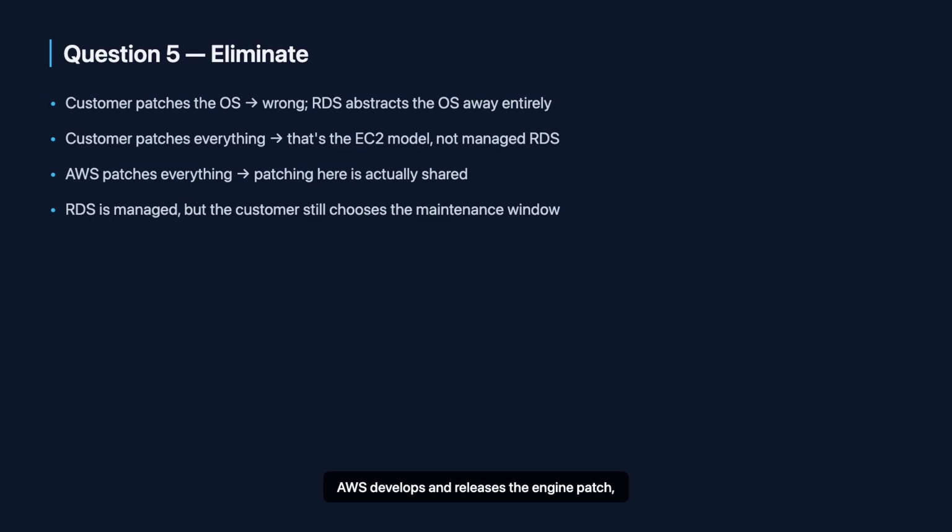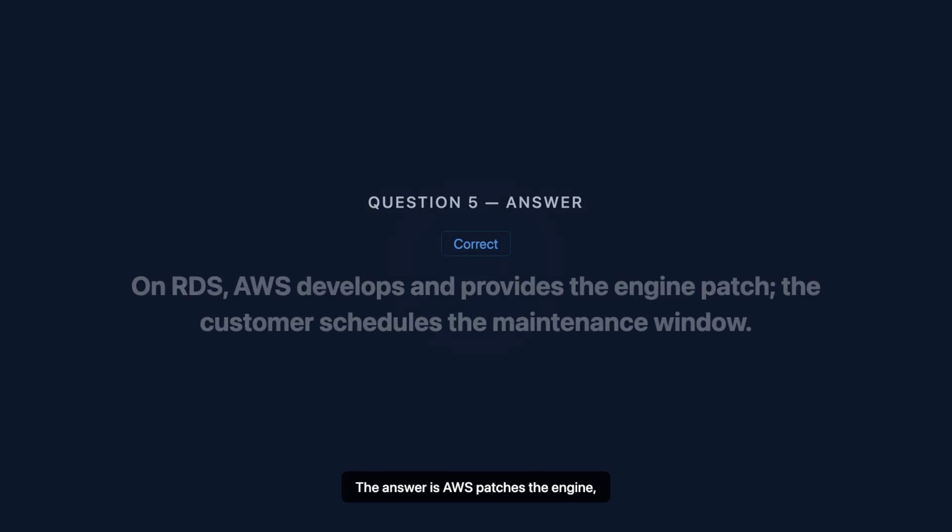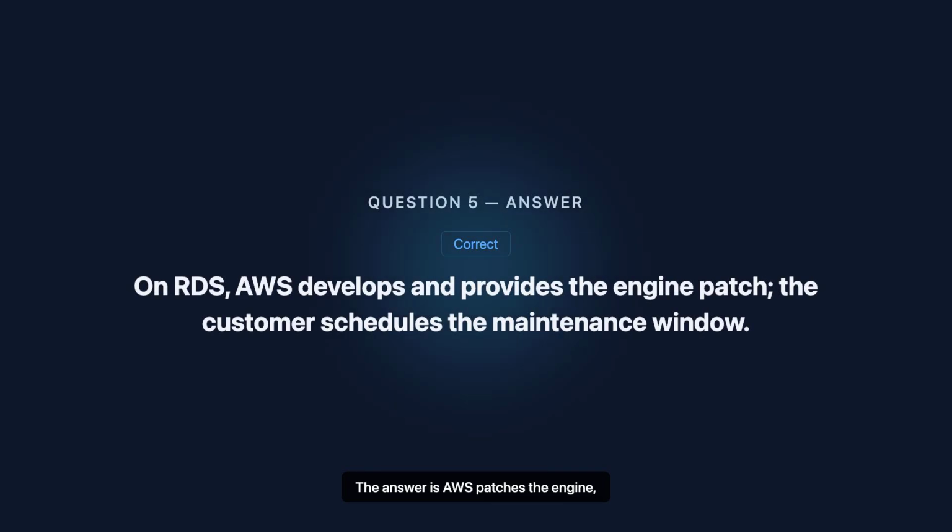Amazon Web Services develops and releases the engine patch, while the customer still chooses the maintenance window in which it gets applied. That shared boundary is the detail people most often miss here. The answer is Amazon Web Services patches the engine, and the customer picks the window.